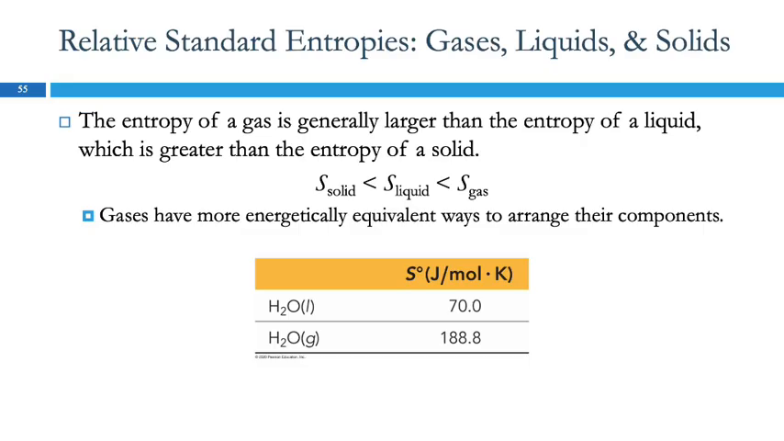The entropy of a gas is generally larger than that of a liquid, which is larger than that of a solid. And we mentioned this earlier: gases have more energetically equivalent ways to arrange their components. They are more disordered, right? So a mole of water vapor has higher entropy than a mole of liquid water.